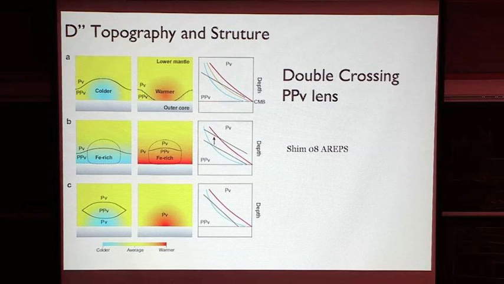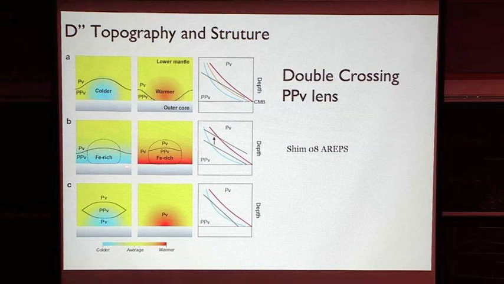And this post-perovskite phase has a positive Clapeyron slope. And along the same line, it will create topography. In a colder region, you have this kind of upwards convex shape. And then if you have a warmer region, you have this concave topography at the lower mantle. And depending on the composition also, if you add iron into it, then the depth where this transition happens changes.